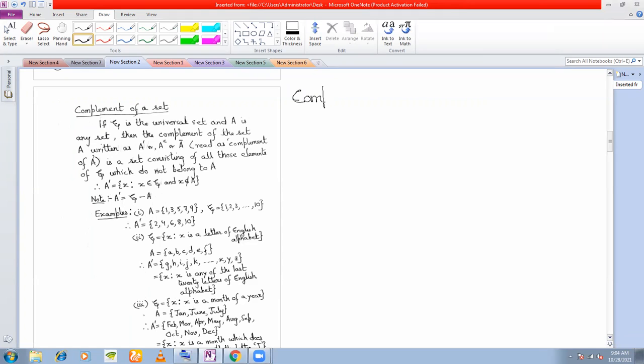So, complement of a set. The complement of a set A is denoted by A dashed, read as A complement, and is defined as x such that x does not belong to A and x belongs to the universal set.